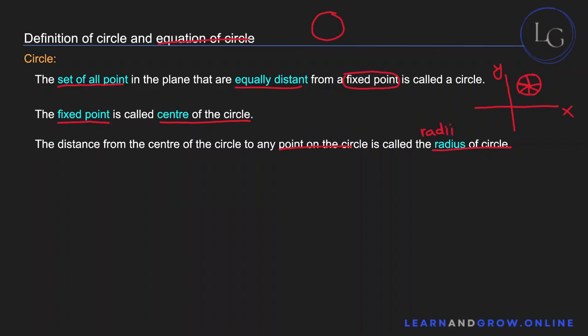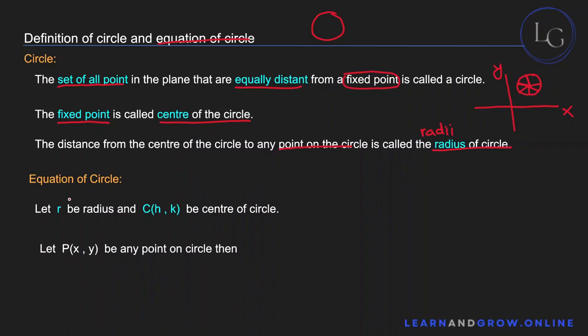Okay. Now, let's see how we can construct the equation of a circle. Let's say that r is the radius of the circle, the distance from the center of the circle to any point on the circle. And let's say that c represents the center of the circle. So the x coordinate of the center is h and the y coordinate is k. Okay, these are just arbitrary coordinates. And let's say that the point P is any point on the circle. Obviously the x coordinate is x and the y coordinate is y.